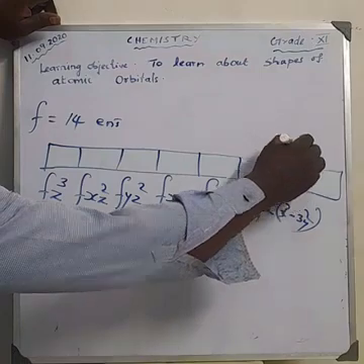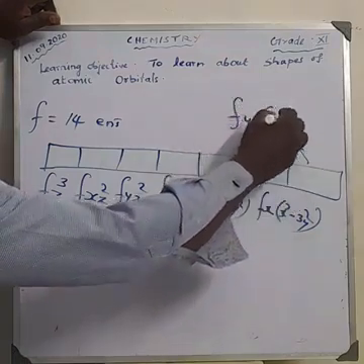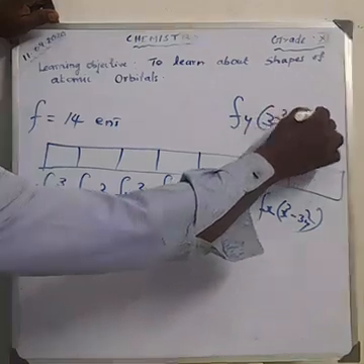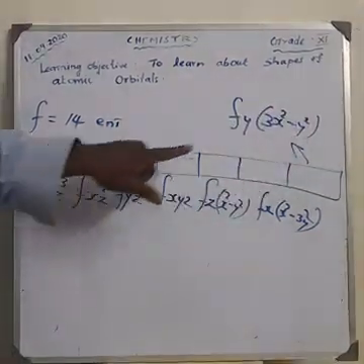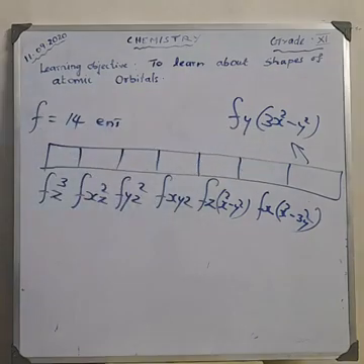Last one, f y 3x square minus y square. These are the orientations of f orbitals.